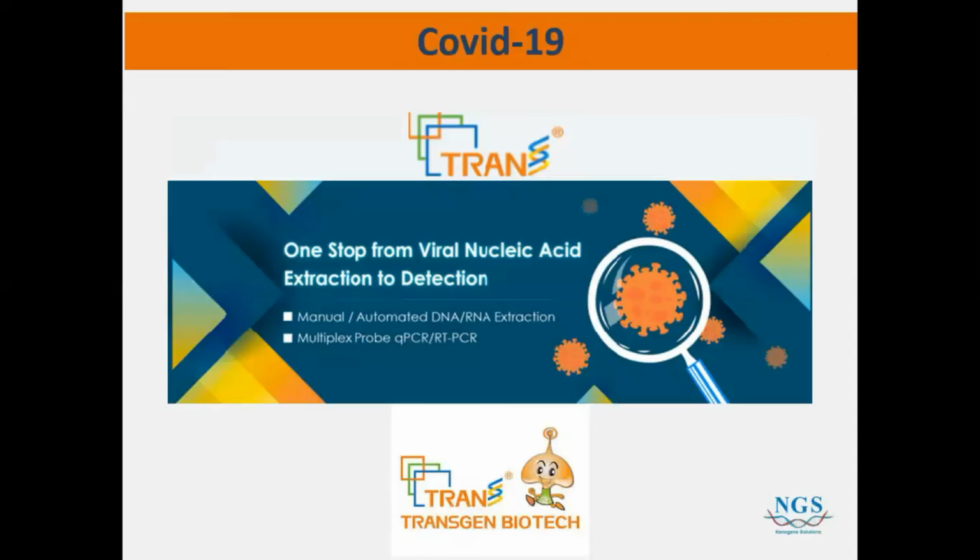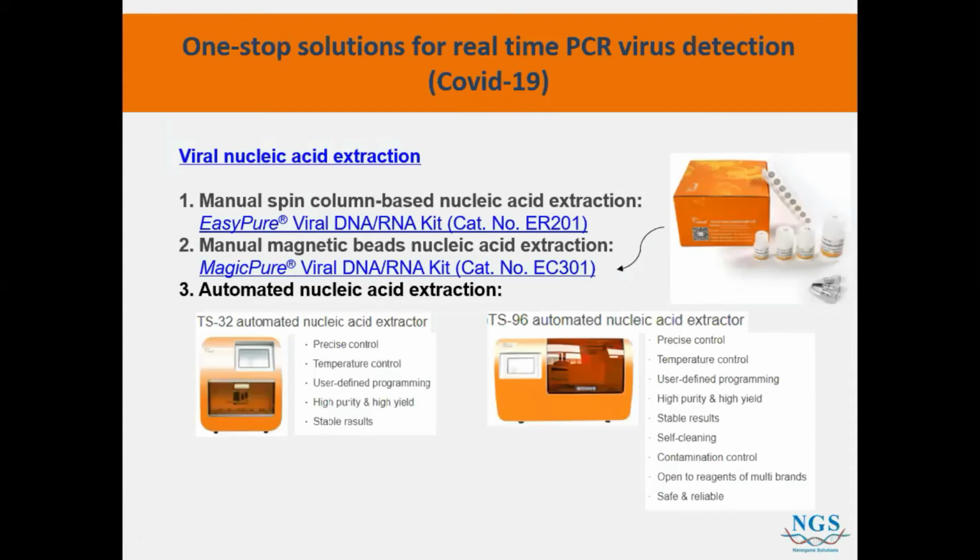All right. So moving on to the last part. So Transgene Biotech is actually a company that provides a one-stop solution from this viral nucleic acid extraction up to detection level. So they have manual or automated extraction, okay, and they also provide this multiplex probe real-time PCR or RT-PCR. So for the manual kit, they have this Easy Pure and also Magic Pure viral DNA RNA kit.